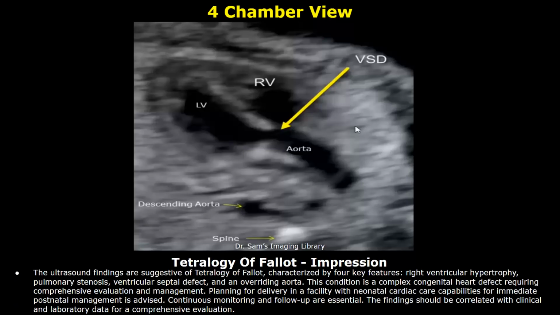This is the impression. The ultrasound findings are suggestive of Tetralogy of Fallot, characterized by four key features: right ventricular hypertrophy, pulmonary stenosis, ventricular septal defect, and an overriding aorta. This condition is a complex congenital heart defect requiring comprehensive evaluation and management.